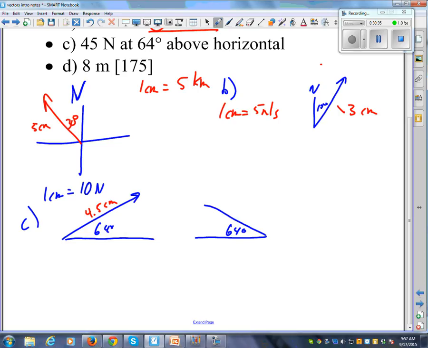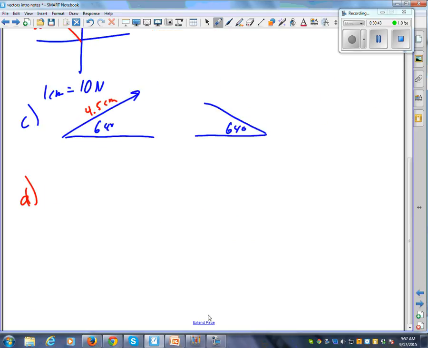Last one, D. 8 meters at 175. This is that bearing method. 175. This is 180 down here, so 175, I'm going to need a little tiny angle there of 5 degrees, right? Is that what you had? And it's 8 meters, so I would say something like 1 centimeter equals maybe 2 meters. And then how long would your arrow be? 4 centimeters long, right?